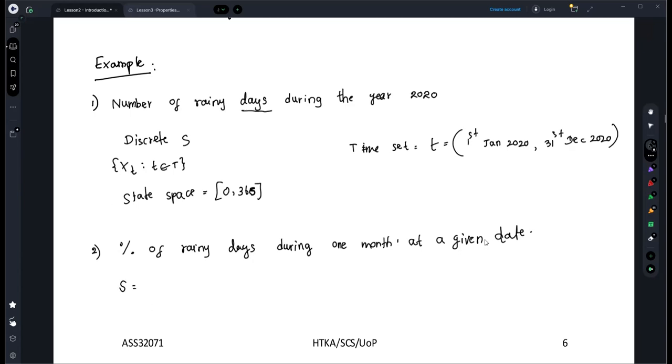So the state space will be a percentage. So that will be 0 to 100, right? So this is continuous. What about the time set now? At a given date, right? So that will be the 1st of the month, the 2nd day of the month, up to, if there are 31 days, up to 31 or maybe 30. At a given date, right? So it's going to be any one of the dates. So it is discrete time set, but continuous state space. Okay.